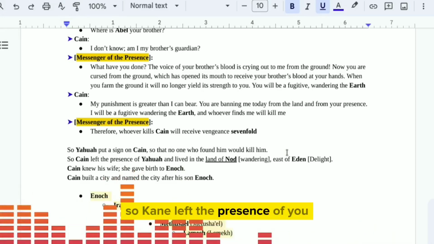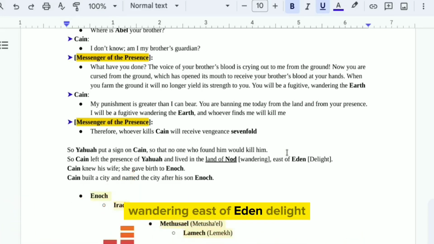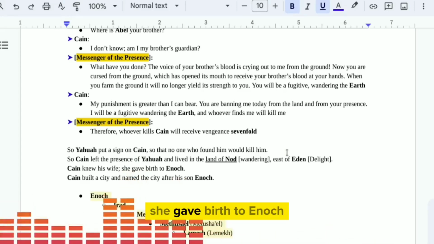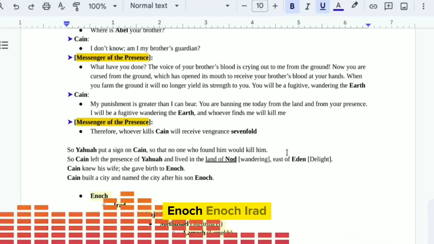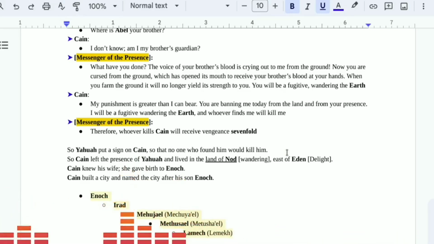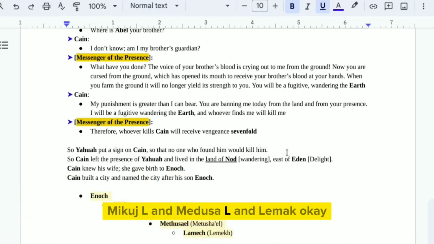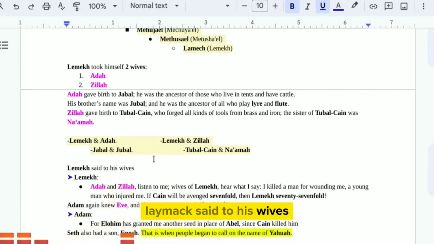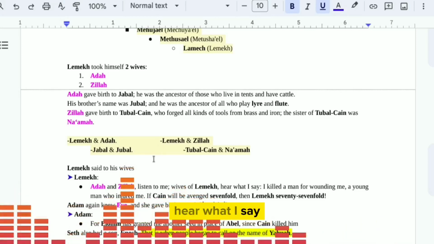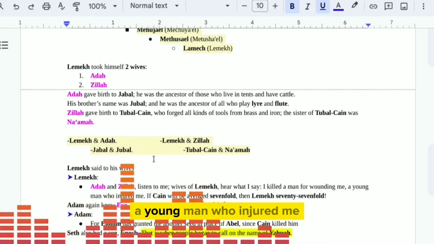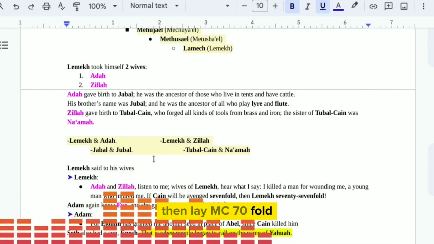Yahuwah put a sign on Cain so that no one who found him would kill him. So Cain left the presence of Yahuwah and lived in the land of Nod, wandering east of Eden, Delight. Cain knew his wife. She gave birth to Enoch. Cain built a city and named the city after his son Enoch. Enoch, Irad, Mehujael, and Methusael, and Lamech. Lamech said to his wives, Ada and Zillah, listen to me, wives of Lamech. Hear what I say. I killed a man for wounding me, a young man who injured me. If Cain will be avenged sevenfold, then Lamech seventy-sevenfold.